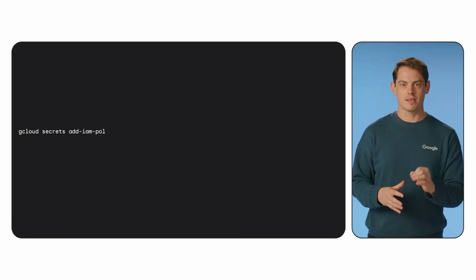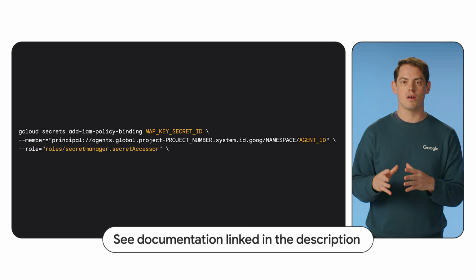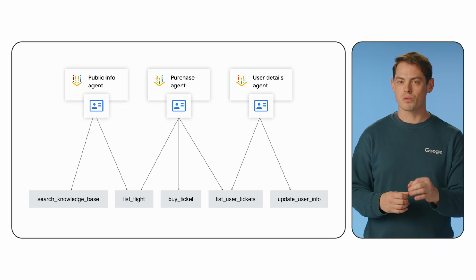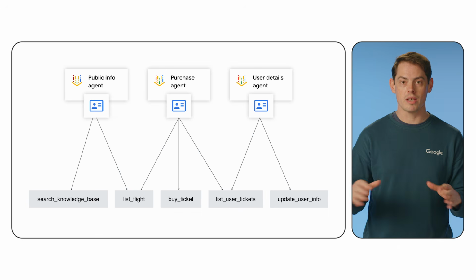We first grant the agent identity IAM permissions. IAM allow policies are extended to support the agent ID. We grant the agent principal the Secret Manager Secret Accessor role, restricted to our specific map key secret. The benefit of agent ID is not just retrieving the secret securely, but being able to enforce least privilege across all agent activities. What else does the agent have access to?